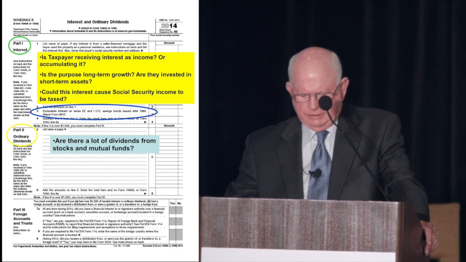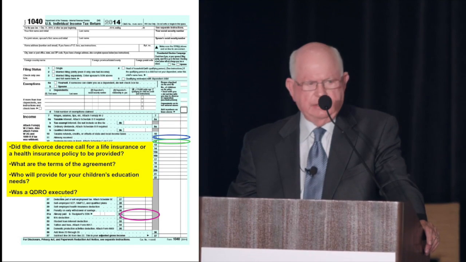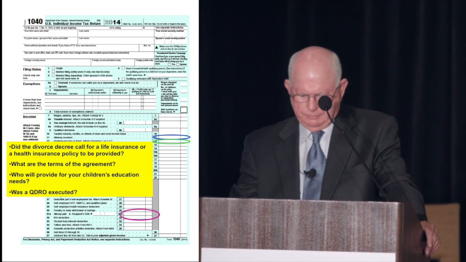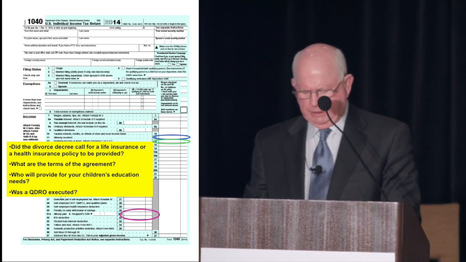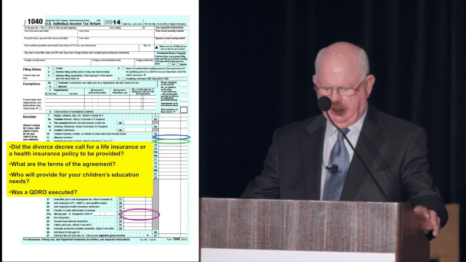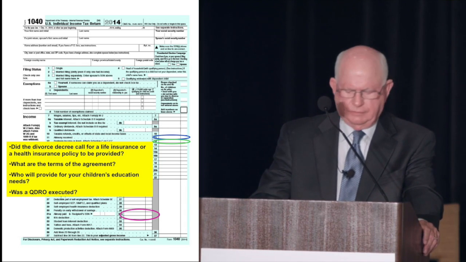But for right now, let's look at line 11 on Form 1040. That indicates that an individual is receiving alimony as a result of a divorce. Later down in the front page of 1040, line 31A indicates that an individual is paying alimony as a result of divorce. Once again, you ask these questions.